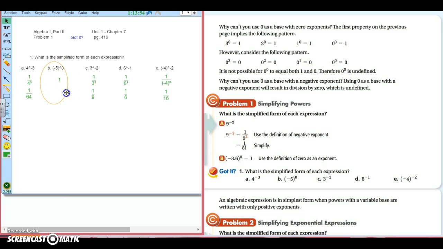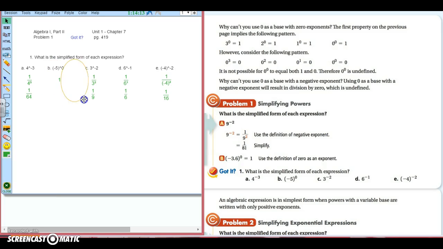Part B says negative 5 in parentheses raised to the 0 power. Anything to the 0 power, and since the negative is included in the parentheses with the 5, anything to the 0 power is 1.